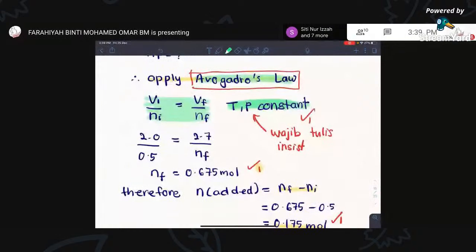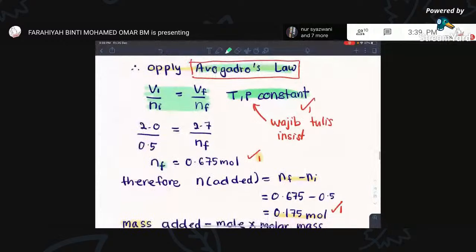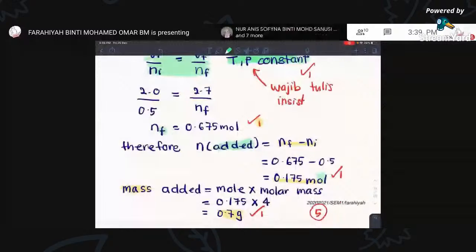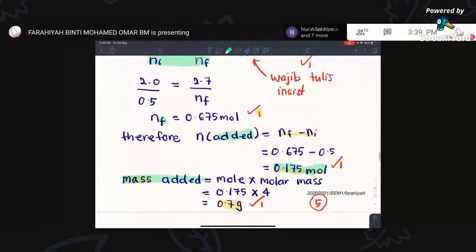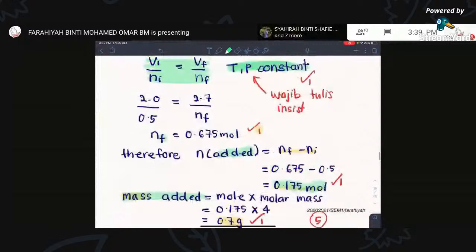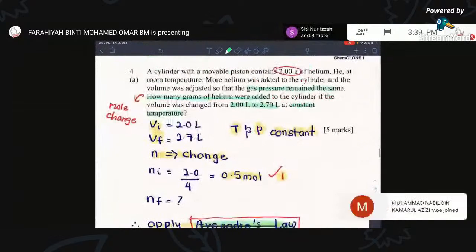Okay, but the question does not ask for the final. The question asks for added. Added means final minus initial. So you will get 0.175 mole. Okay, and then convert to mass added, you will get 0.7 gram. Okay, total will be 5 marks. Please count your marks, so you know where your benchmark is now, because our target is 60 out of 80. Okay, so number of moles initial 1 mark.